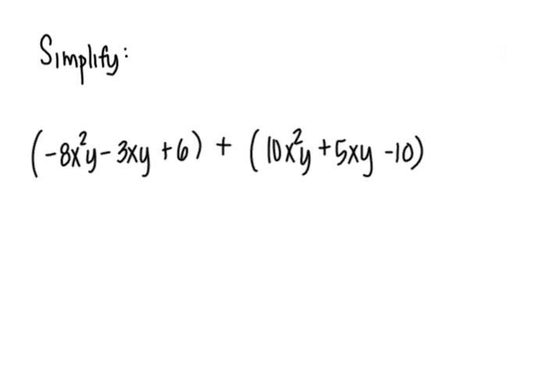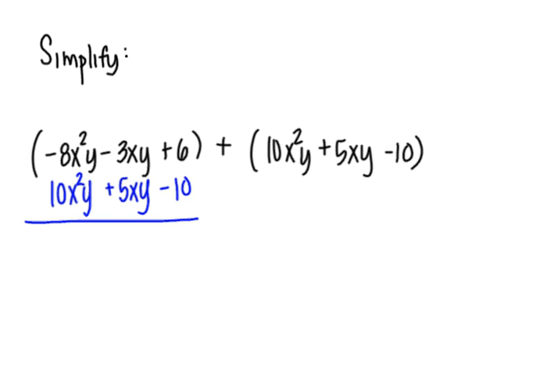Your next problem asks you to simplify, and it's just a regular addition problem. It just has x's and y's. So you have negative 8x squared y minus 3xy plus 6. And with that, you're going to add 10x squared y plus 5xy minus 10. I prefer to stack them. So I'm going to take my second polynomial and stack it under like terms. So I'd have a 10x squared y in the first column plus 5xy in the second column minus 10.